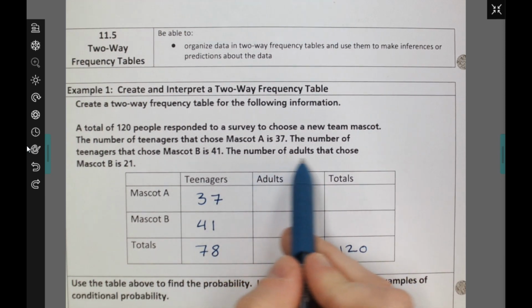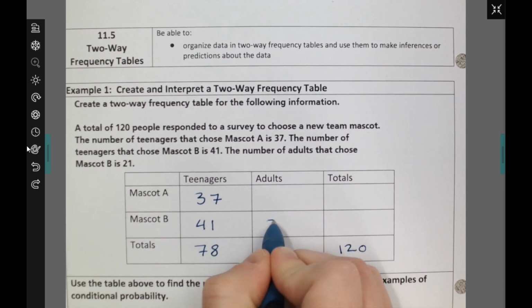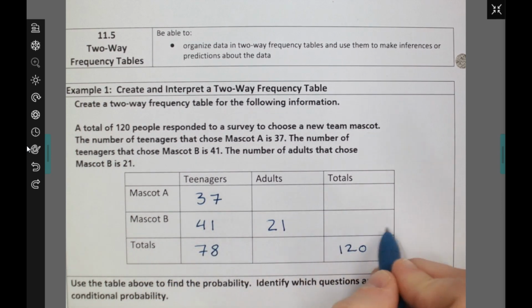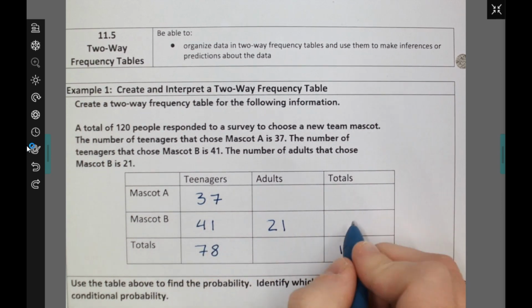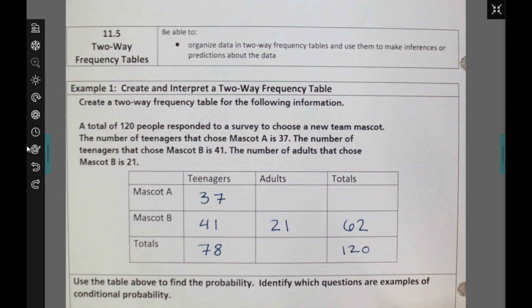Last one they give us is the number of adults that chose mascot B. So I have adults, mascot B, 21. Since I have 21 adults for mascot B, we can go ahead and find the total that chose mascot B to be 62. It's just adding the two of them together.